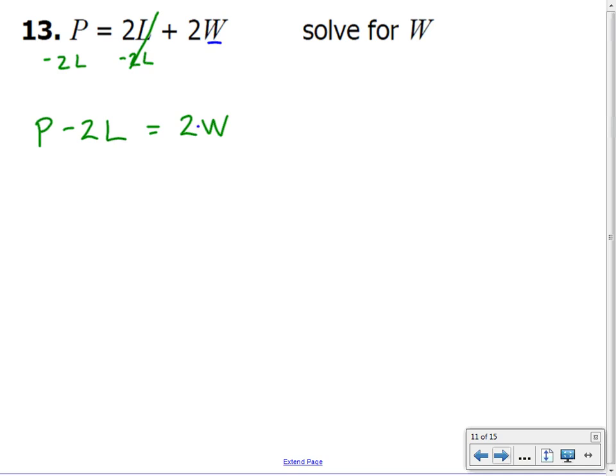To get rid of the 2 that's multiplying the W, we divide. And our final answer here would be P minus 2L divided by 2 is equal to W.